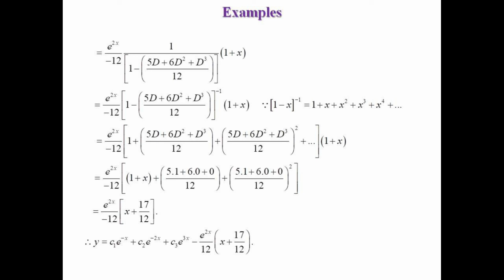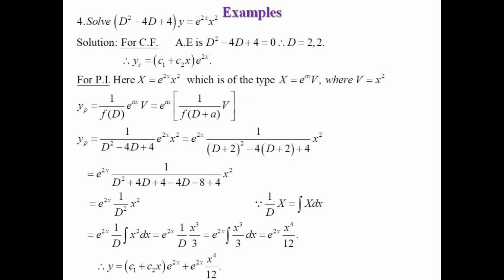If we combine the value of the complementary function and the particular integral, we get the complete solution of this equation, which is y equal to c1 e raised to minus x plus c2 e raised to minus 2x plus c3 e raised to 3x minus e raised to 2x upon 12 in bracket x plus 17 upon 12. So now this is the third example.